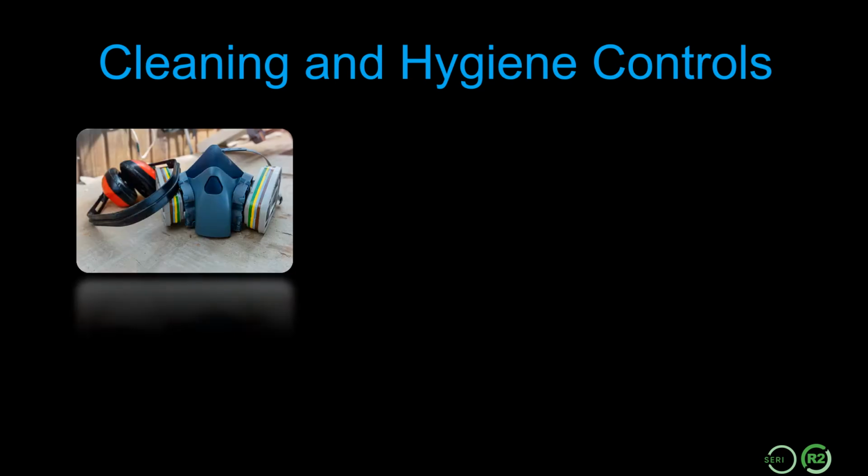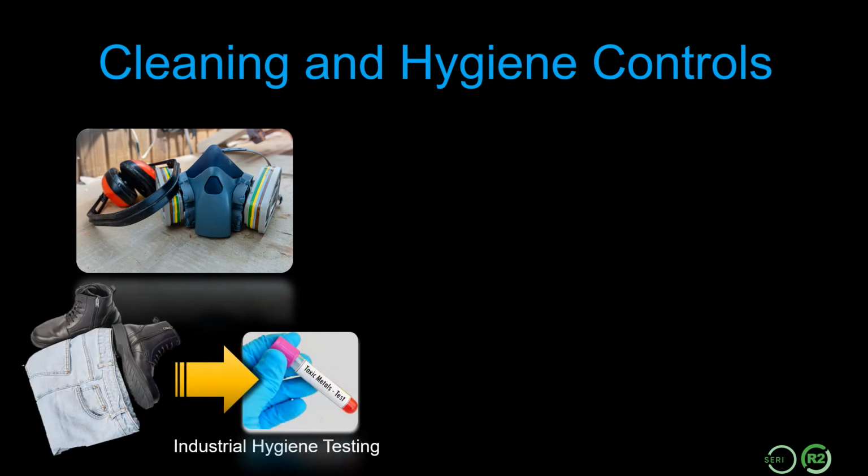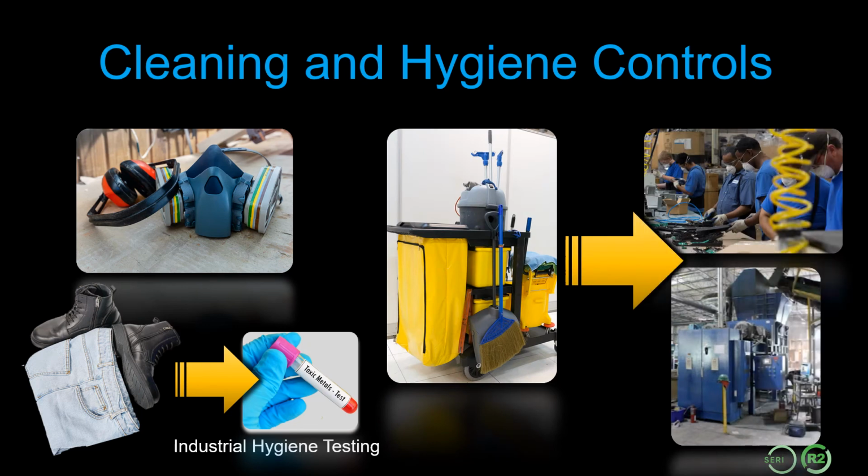There should also be procedures in place for the cleaning and care of any personal protective equipment used. And in instances where workers wear the same work clothing and shoes home, there must be regular industrial hygiene testing to demonstrate there's no risk of contamination from the work clothing. Cleaning and care activities can also extend to work areas and processing equipment as well. This can include procedures for regularly cleaning the equipment in work areas to remove any contaminants, particularly those related to the focus materials being processed.